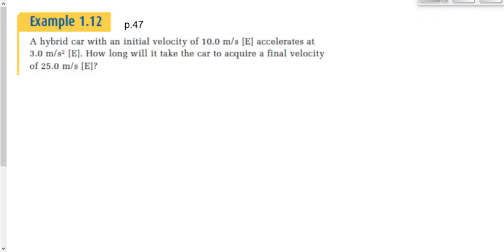All right, let's do an example. This is from your textbook, page 47, chapter 1. We know which chapter of the textbook we're dealing with because example 1.12 would be chapter 1. Example 5.14 would be chapter 5. So you know which chapter to download from Google Classroom. This one says a hybrid car. You guys know what a hybrid car is, right?